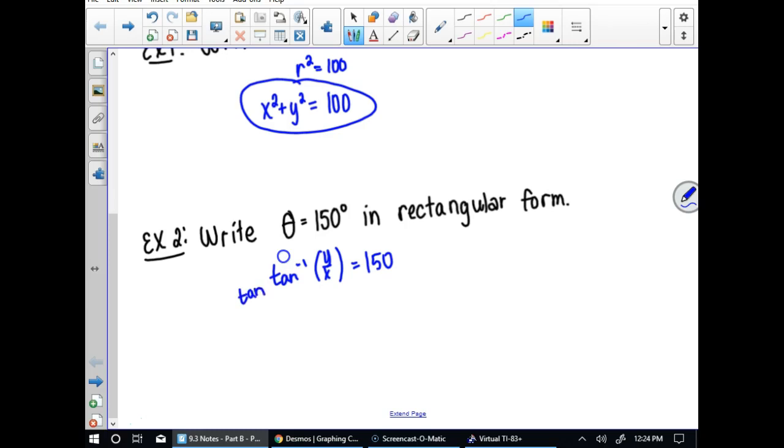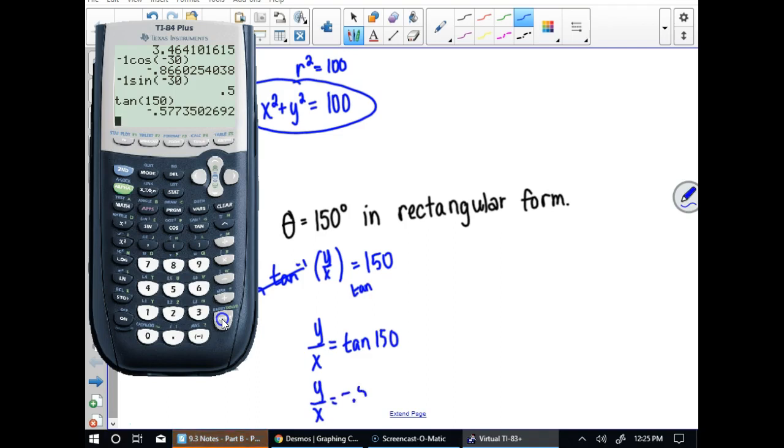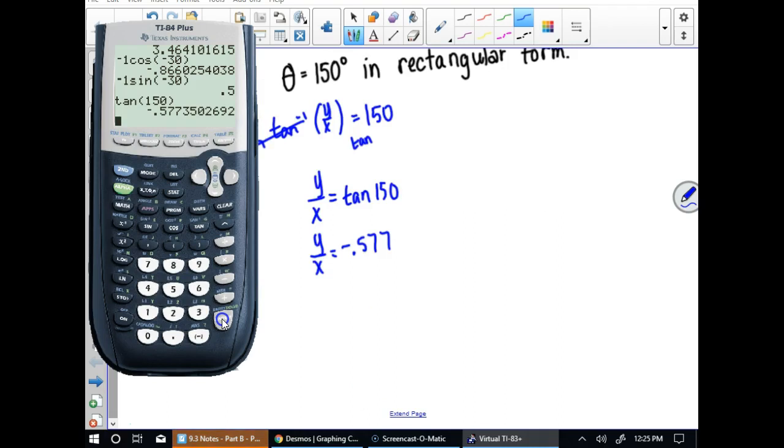So if you take tangent of both sides, we get y over x equals tangent of 150. And if we type that into our calculator, tangent of 150 is negative 0.577, so y over x equals negative 0.577. And then if I want to solve that for y, what would I do? Multiply both sides by x to get it out of that denominator, so y equals negative 0.577x.